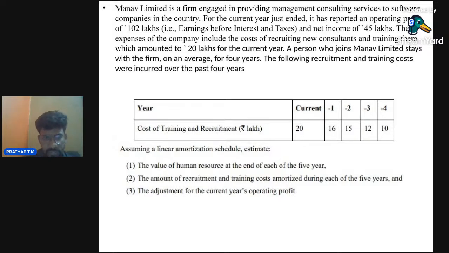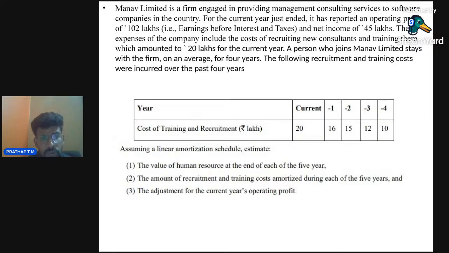Just look at the table. The current year is 20 lakh. Let's take an example: the present year is 2023. They have not given any years, so we can assume the present year is 2023. They mention that the first year cost is 16, the second year is 15, the third year is 12, and the fourth year is 10. In such a way they have given the values.